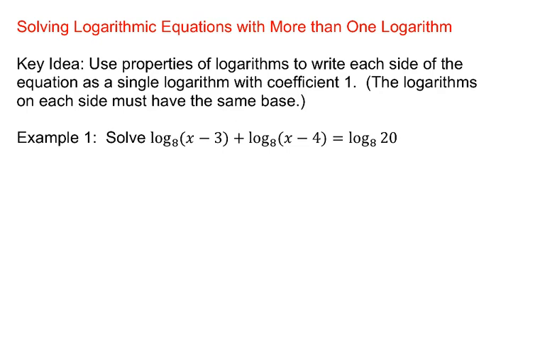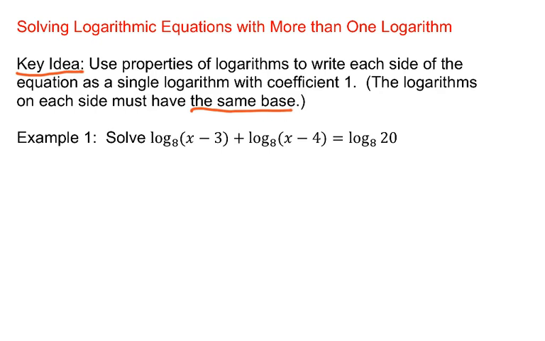Here is the key idea that we want to hold on to. What you want to do is use properties of logarithms to write each side of the equation as a single logarithm with a coefficient of 1. Now, the logarithms on each side must have the same base. If you have a base 8 logarithm on one side and a base 14 logarithm on the other side, all bets are off. We're not going to look at those.